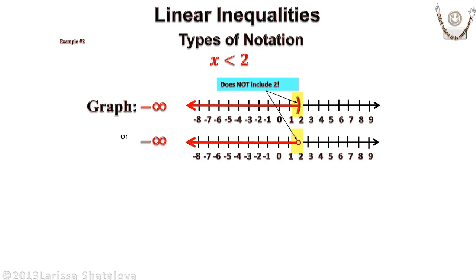It can be shown as an inequality. X is greater than negative infinity and less than 2. It's always supposed to be this way: the smallest number on the left, the largest number on the right, and x in the middle. So x is greater than negative infinity and less than positive 2.